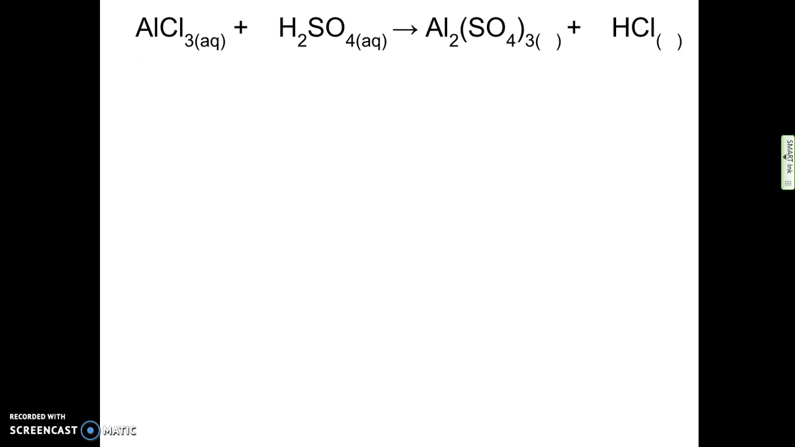Now we actually balance this thing. I can see that we are not balanced. We're going to throw a whole bunch of coefficients in here. 2 aluminum chlorides, 3 sulfuric acids, gives me 1 aluminum sulfate and 6 hydrochloric acids.